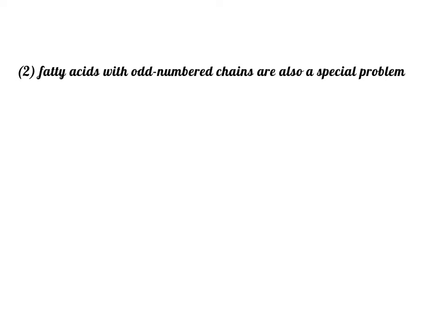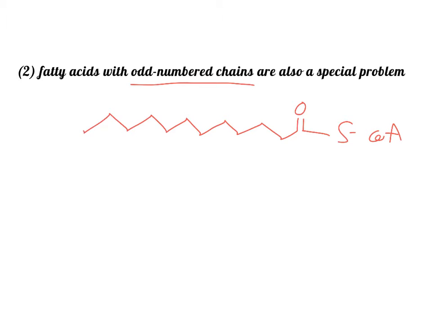Okay, the next problem that can happen is if you have an odd chain fatty acid. So I'm going to draw an odd chain fatty acid out. Oh, let's do 13 carbons. So it's 1, 2, 3, 4, 5, 6, 7, 8, 9, 10, 11, 12, 13. Okay, everything proceeds as normal. So we break off 2 carbons every round as acetyl-CoA. Okay, and then here's the last round.